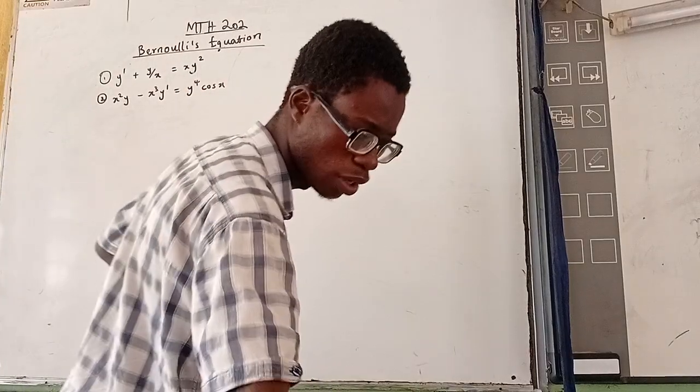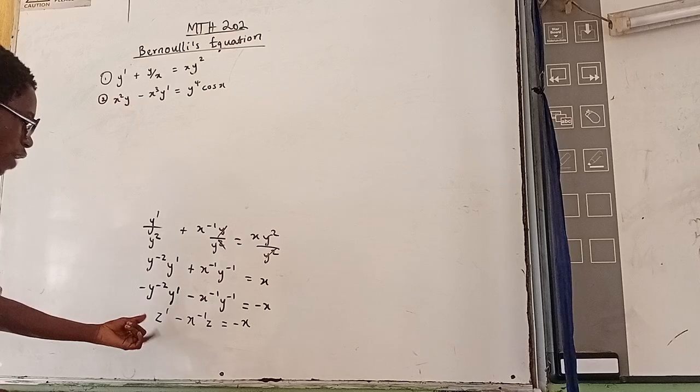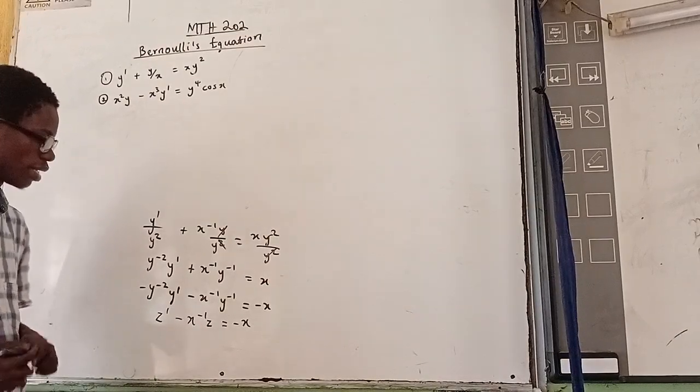Please don't forget to jot while you're watching, so you will not get lost. So we have z prime minus x minus 1 z equals to minus x.